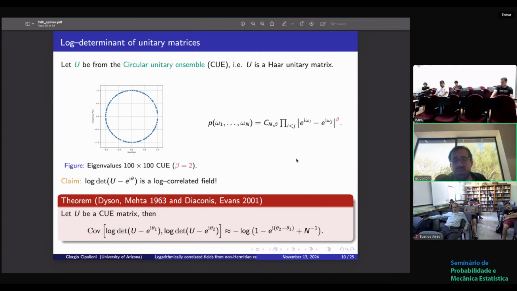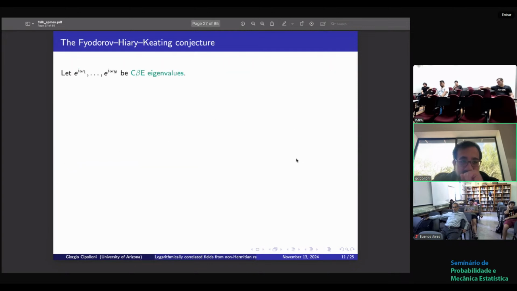Okay, so now we have log-correlated fields, and the question that was raised a while ago, which I will go into on the next slide, is how the maximum of these log-correlated fields behaves. So I will state this. This is what is known as the Fyodorov-Hiary-Keating conjecture, that I will write down in a moment.